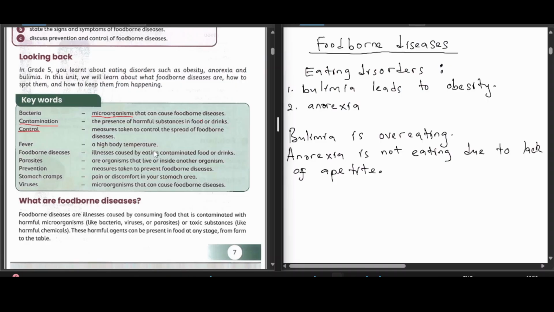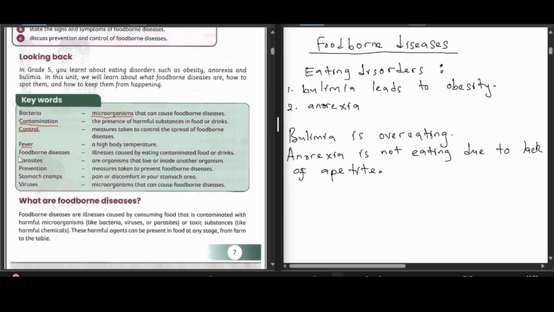But we want to look at the spread of foodborne diseases. Fever, a high body temperature. That's a fever. It's a symptom. We are going to see what symptoms are of a disease. So if you have a headache and a hot body, that is called a fever.